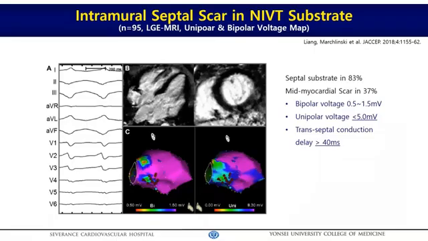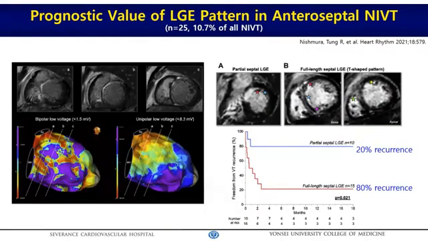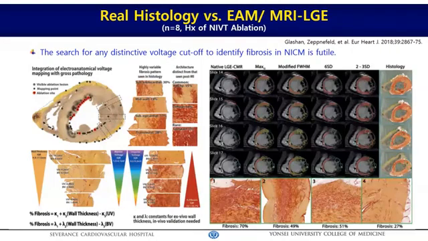Then what's the role of cardiac MR in intramural VT map? Marchlinski group reported cardiac MRI provides 83% septal substrate and 37% mid-myocardial scar in patients with non-ischemic VT. They suggest the importance of transseptal conduction delay in addition to low bipolar and unipolar voltage. In this MRI study by Nishimura, the septal late gadolinium enhancement pattern affects the outcome of anteroseptal VT ablation. Compared to the case with partial septal scar, the patient with full-length septal scar or T-shaped scar involving both ventricles shows a significantly worse outcome after VT ablations.